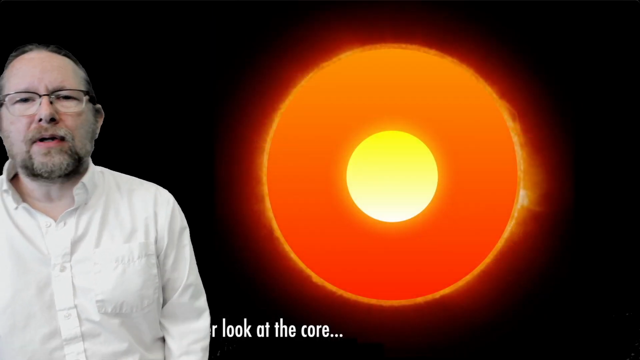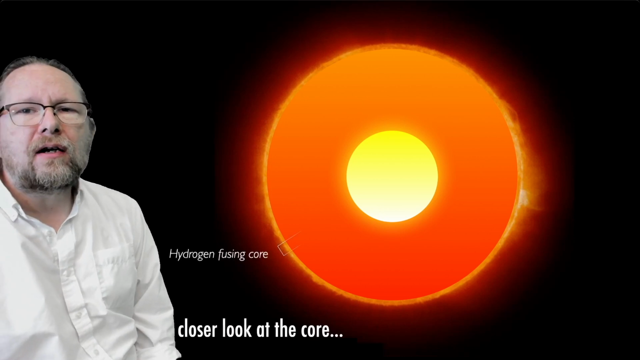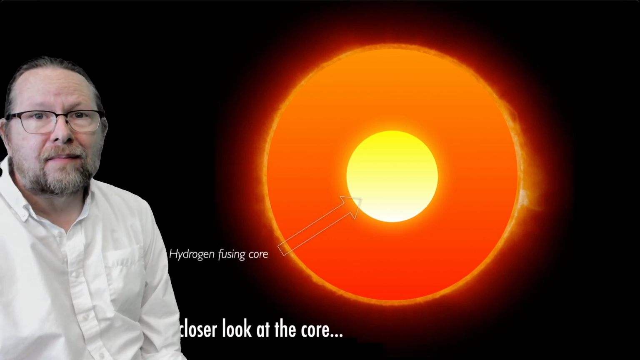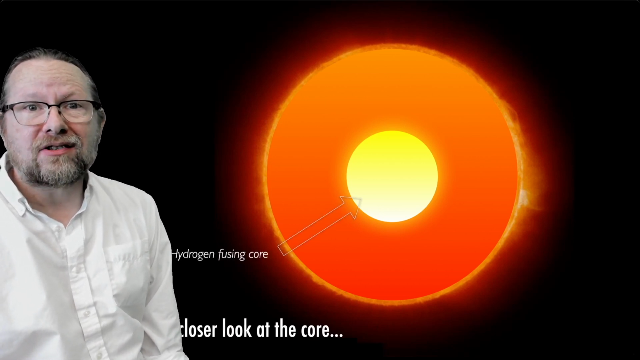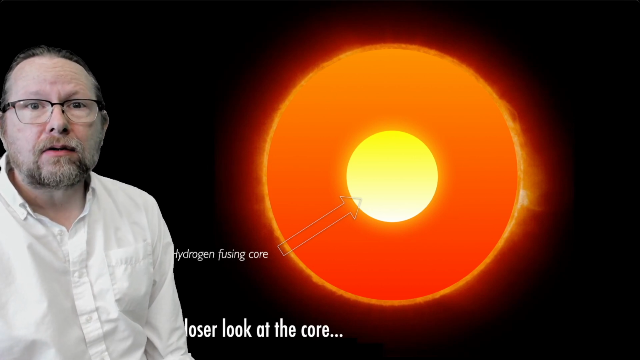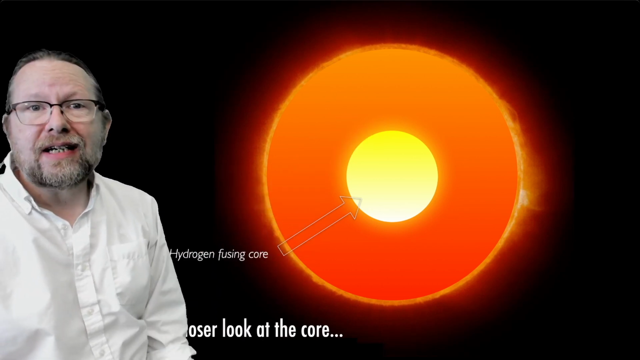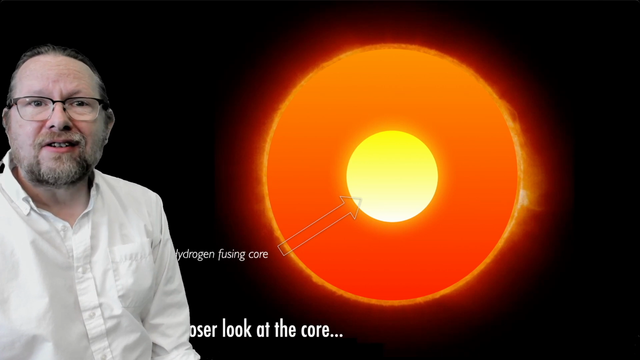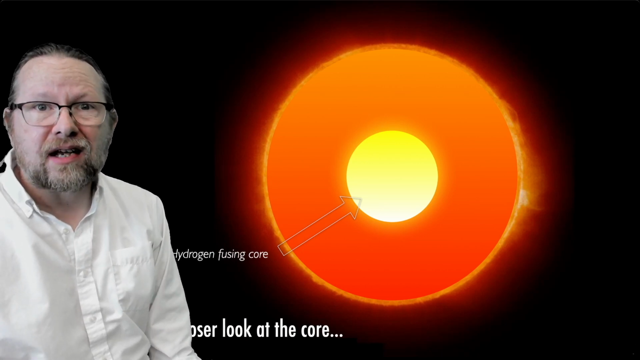So what happens? We take a look at the core of our sun. It is fusing hydrogen into helium. That means that over the past 5 billion years, the sun has cooked up a bunch of helium in the core. That helium doesn't do anything but just sort of sit there and get in the way.